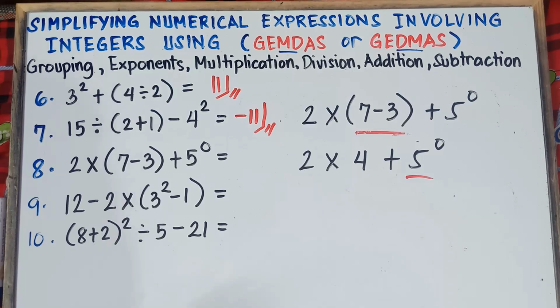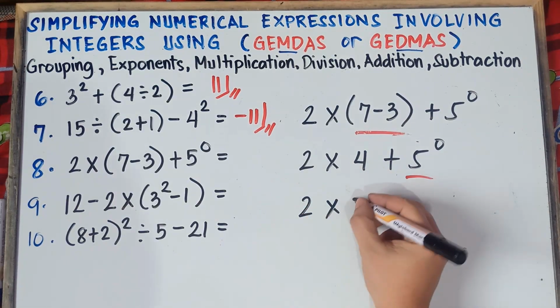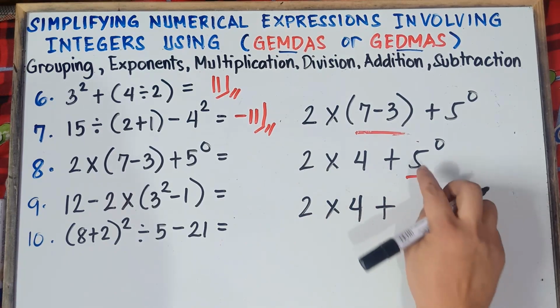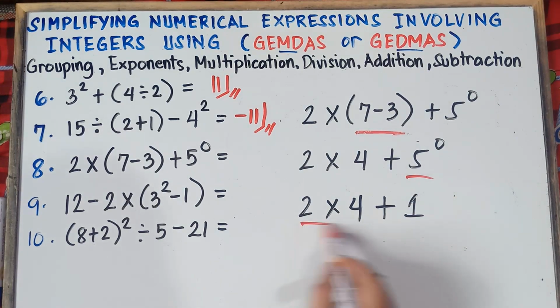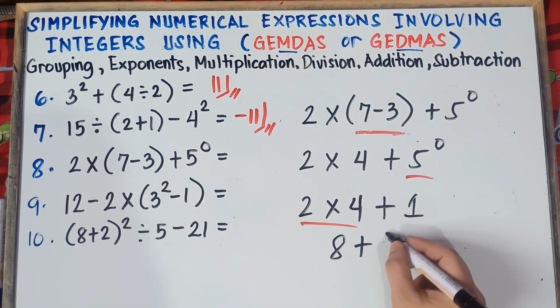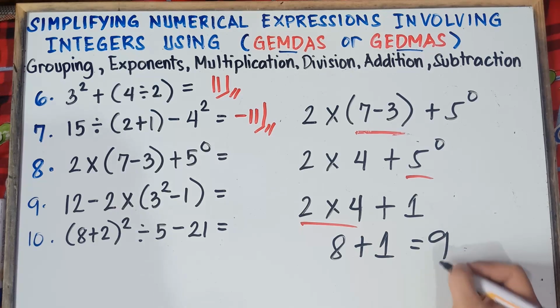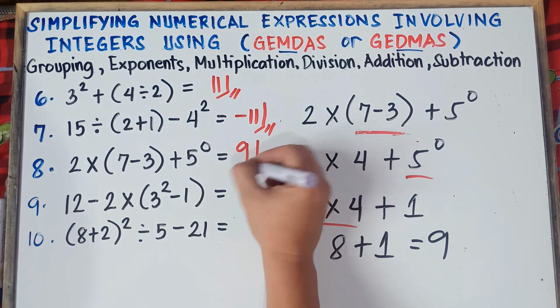So therefore, we can just simply copy 2, copy the multiplication sign, copy 4, copy the plus sign, 5 raised to the power of 0, the answer is 1. And then multiply this one first, 2 times 4, that's 8. Copy the plus sign, copy 1, 8 plus 1, that's 9. That's it, class. That's the answer with regards to example number 8.